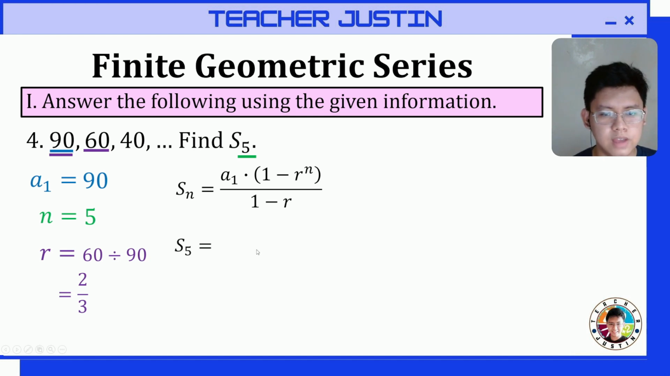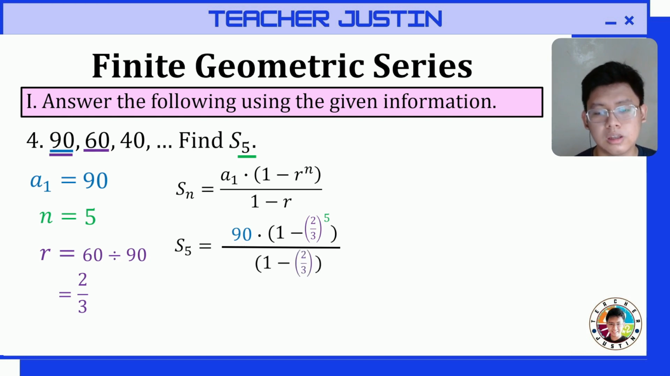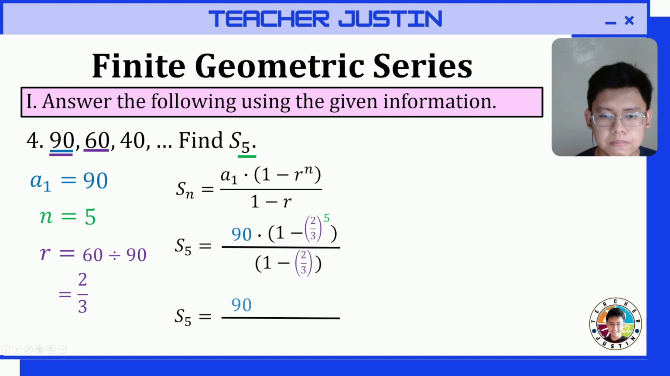So we will have S sub 5 is equal to 90 times the quantity 1 minus 2/3 raised to 5 all over 1 minus 2/3. Now let's simplify. We will have 90 times the quantity 1 minus, so let's get the fifth power of 2/3. That will be 32 over 243. Then, it is all over 1 minus 2/3.